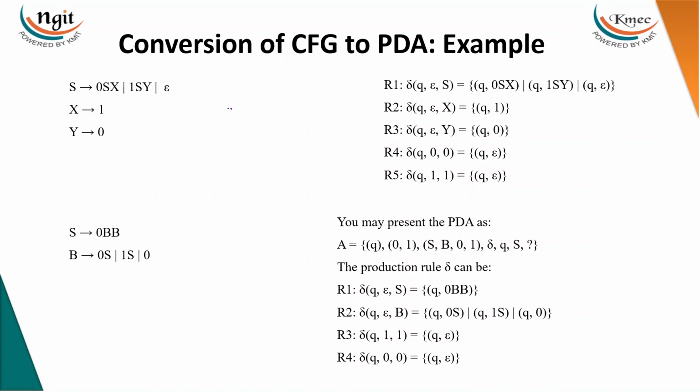How to go with that? Same concept here. S tends to this one. S tends to 0 S x. That's what we have taken. Don't change the state as I told you. And if it is a non-terminal, for any symbol of epsilon. That's the first one. Okay.